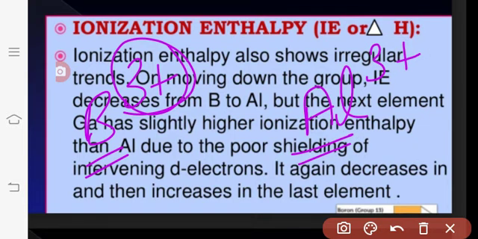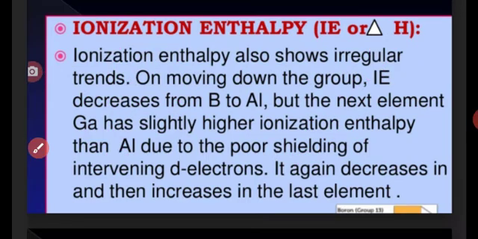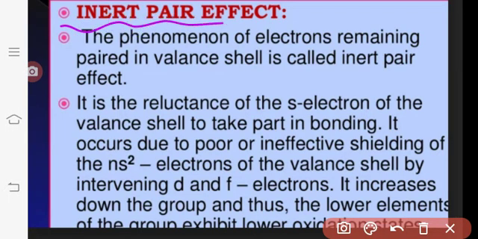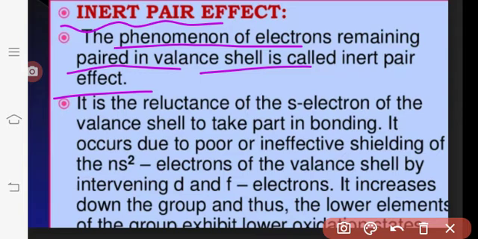In the case of aluminium, the sum of the first three ionization energies decreases, so it is able to form Al3+ ions. Now, what do you mean by inert pair effect? It is the phenomenon of electrons remaining paired in the valence shell. This is called the inert pair effect.